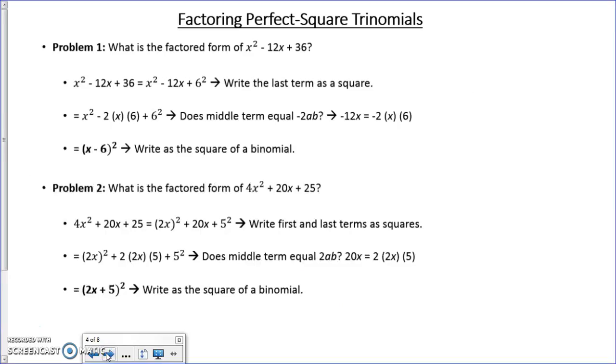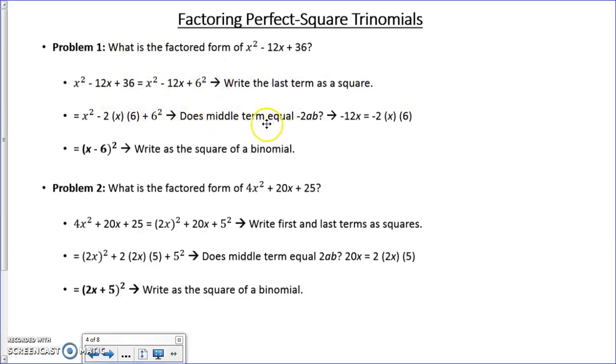Factoring perfect square trinomials. Problem 1. What is the factored form of x squared minus 12x plus 36? First, let's see if the first term and the last term are perfect squares. X squared and 36 are perfect squares. So we can write the last term as a perfect square because the first term is already written as a square. So we can write 36 as 6 squared.